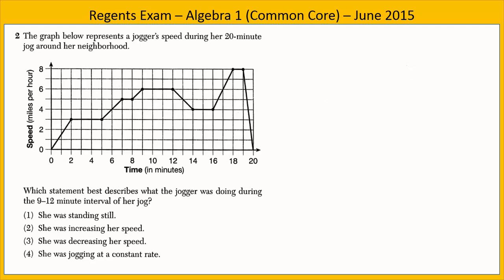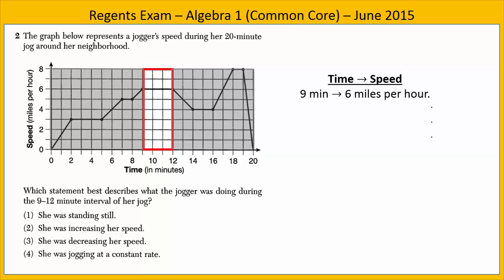In exercise 2, we're given a graph. It represents a jogger's speed during a 20-minute jog around a neighborhood. Which statement best describes what the jogger was doing during the 9 to 12-minute interval of her jog? Let's take a look at the graph. We're looking from 9 to 12 minutes, and so this is the part of the graph that we're interested in. On the x-axis is the amount of time, and on the y-axis is the speed that she was running.